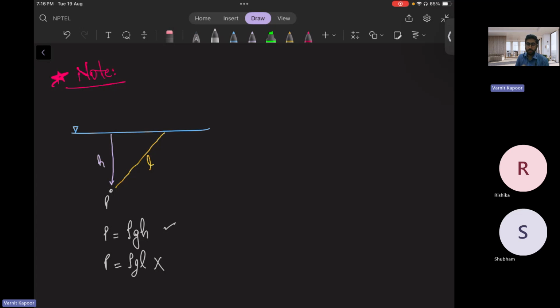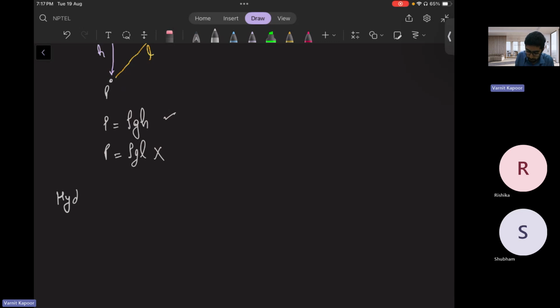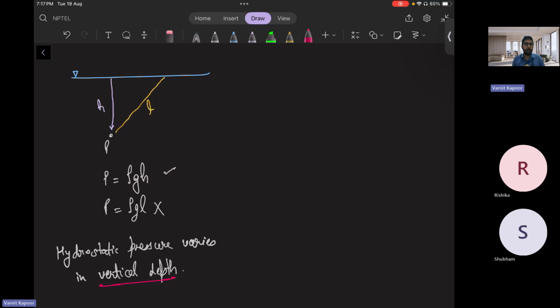Okay, so hydrostatic pressure varies with vertical depth. Okay, vertical depth. Another scenario: if I set up an inclined plane tube manometer and a vertical tube manometer, you will understand different kinds of manometers, pressure measuring devices. Don't worry, but you might have seen in your mechanics laboratory that there are inclined plane manometers and vertical plane manometers.